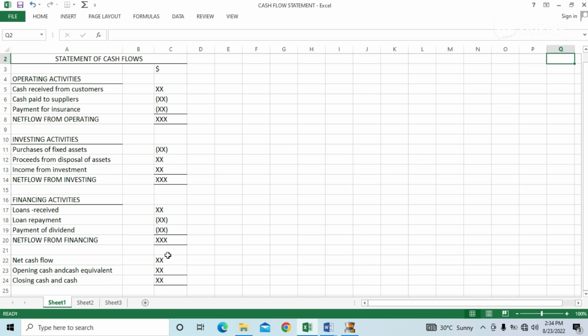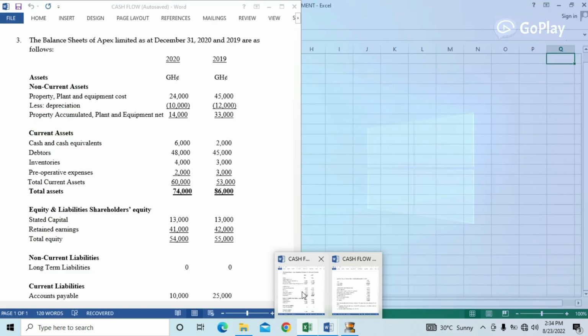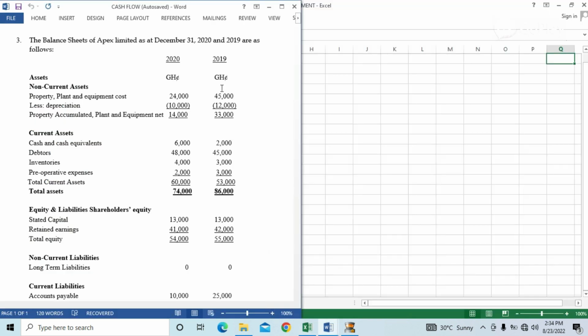So the opening cash and cash equivalent that I mentioned, I'm referring to the previous year. That's the amount at the previous year. Then the closing cash and cash equivalent, I'm referring to the amount at the end of the current year. So for instance, as you can see on the screen here, under 2019, the opening cash and cash equivalent will be this 2,000. That's the 2019. Then the closing cash and cash equivalent will be that of the 2020.